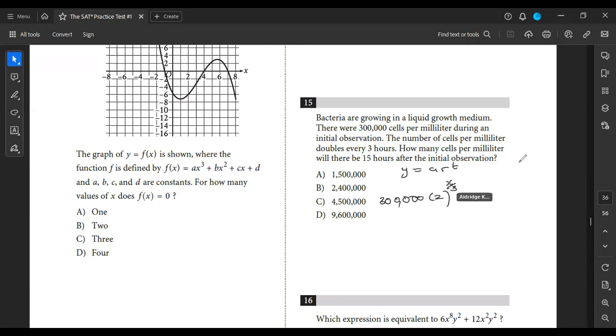The reason why we're doing x/3 is because if we substitute x for 3, we're going to have 3/3, which means 1. So we can't leave it as 300,000 and then it's doubling, because that means it's doubling every hour, since this is 2 to the power 1. But if we say x/3, after 3 hours, if we put x here as 3, it will double. After 6 hours, this would be 6/3, which is 2. It means we'll have doubled twice.